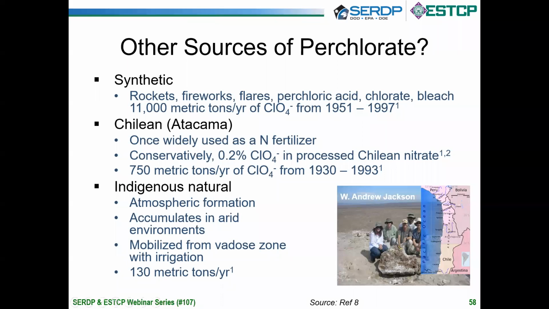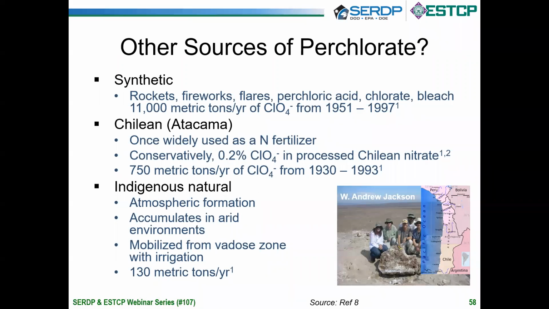But that's kind of an aside. More importantly, this material was widely used for fertilizers, including throughout the United States, and it contained early on at least 2% of a naturally occurring perchlorate. And that could be a large source term, particularly in agricultural areas.